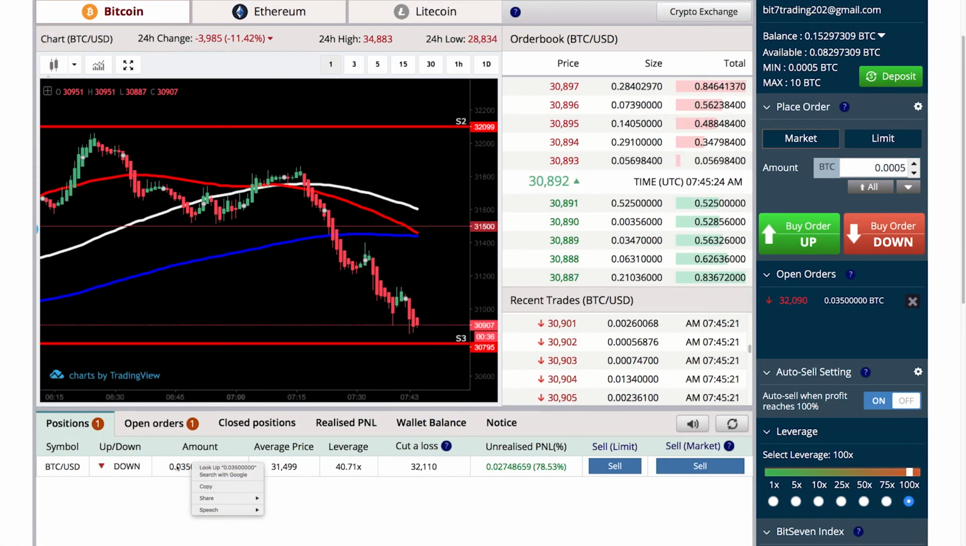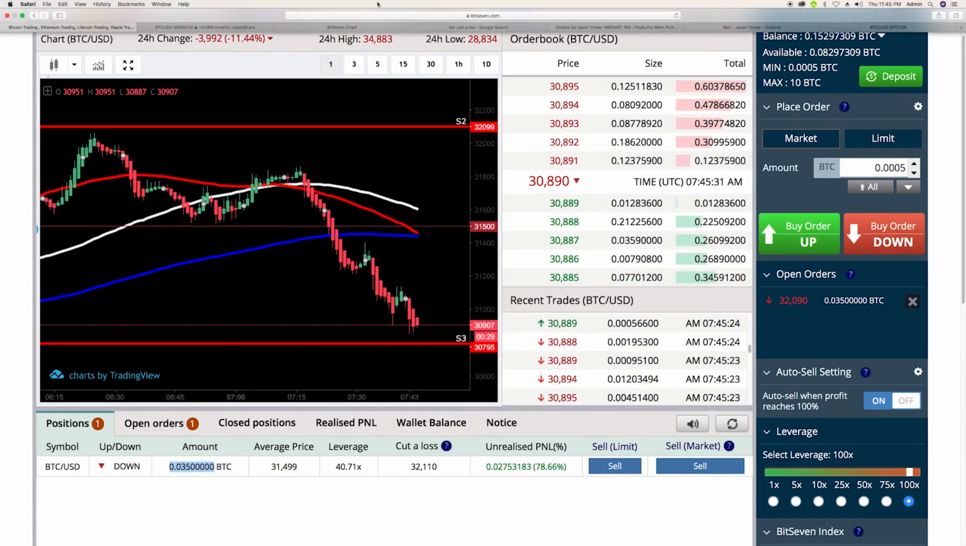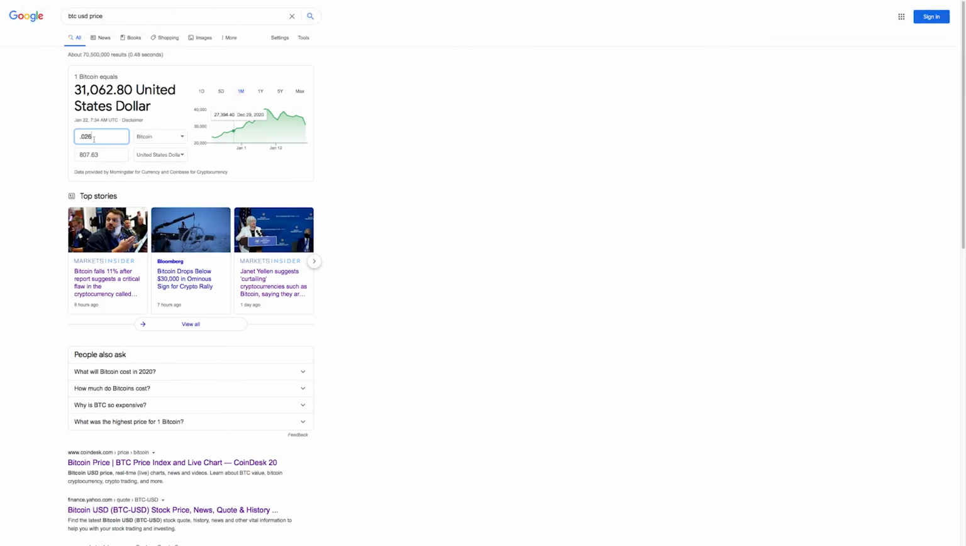You can't get scared. You can't FOMO and jump out of the trade because all of a sudden it starts moving against you. No. Clearly we have momentum going down.